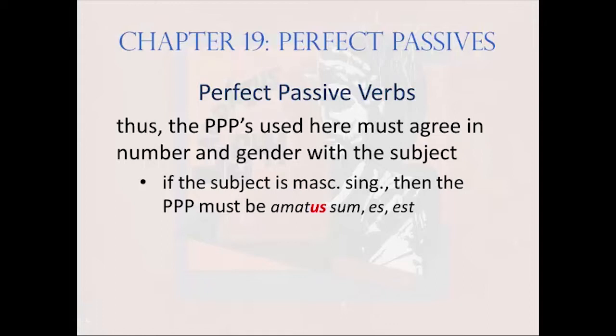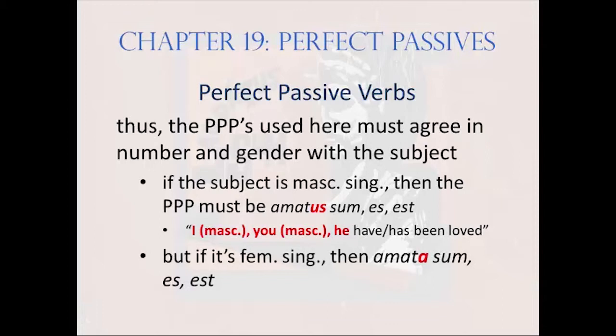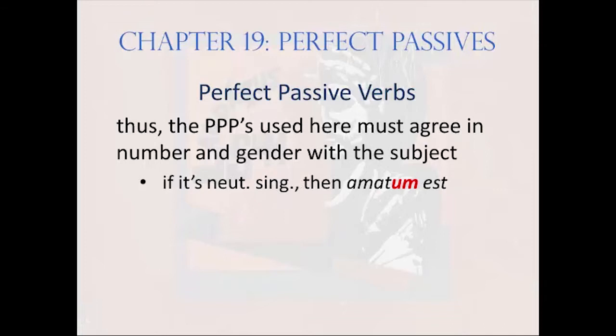In the case of the verb amo, it would be amatus sum, es, or est, meaning I, masculine, have been loved, or you, masculine, have been loved, or he has been loved. But changing the subject to feminine means the participle must change its form also, rendering amata sum, es, or est, meaning I, feminine, have been loved, you, feminine, have been loved, or she has been loved. If the subject is neuter, then that form would become amatum est, it has been loved.